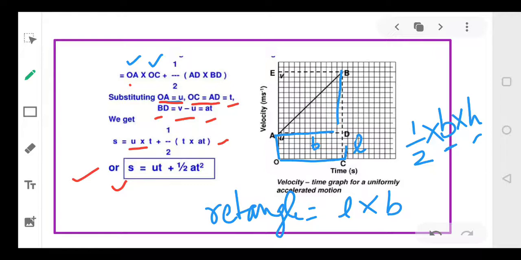Now there are two important things in this equation: area of rectangle and area of triangle. These two things are very, very important. Okay everyone? So shall we start with the third equation?